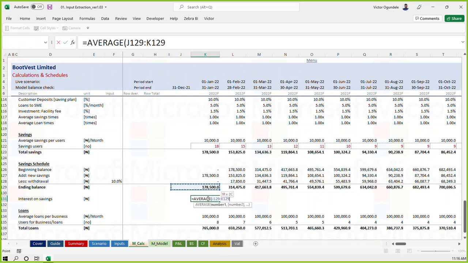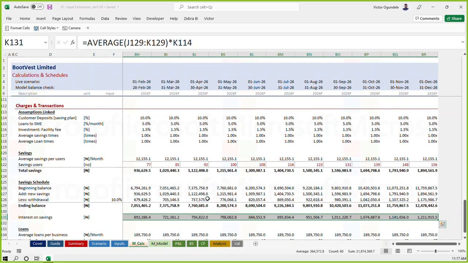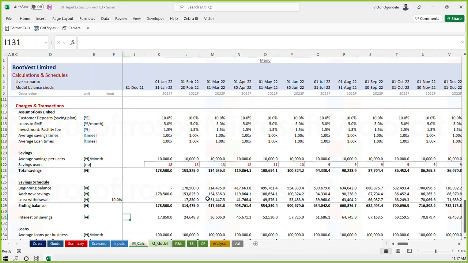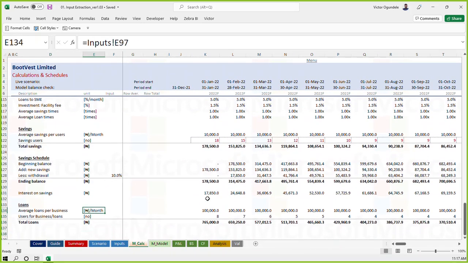Okay, so average of previous year ending balance and current year ending balance, then multiply by what? Multiply by the rate. So what is our rate on savings? Customer savings, customer deposits. Right, enter, drag that to the right. So this is more like a cost, but when we are building the interest income, we see that.